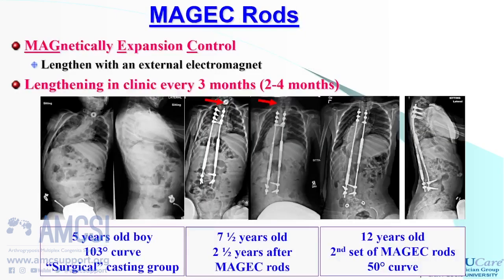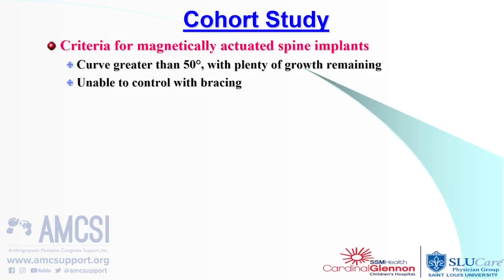Where's my last picture? Let's see. So we got him to 12 years of age, and the curve is about 50 degrees. And the lungs are not perfectly symmetrical, but they're a lot better than they were. So we did pretty well with that.